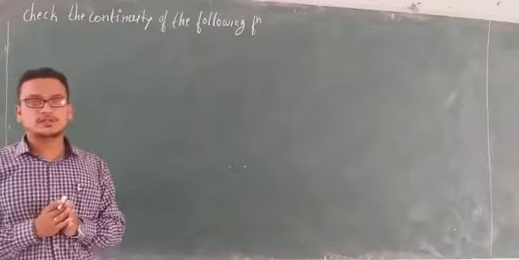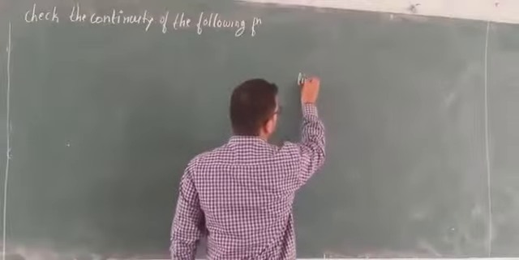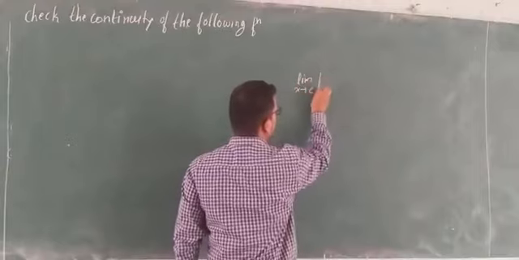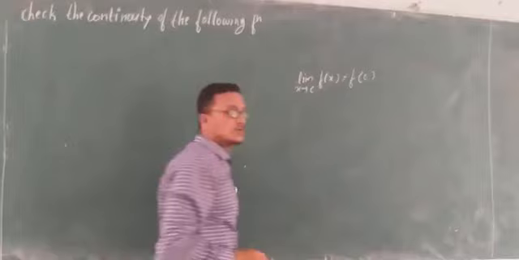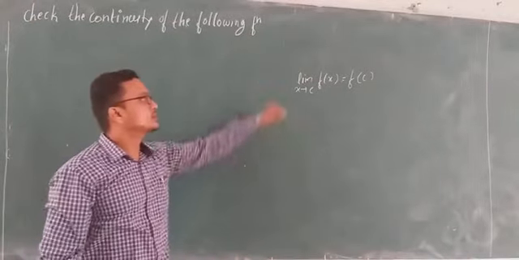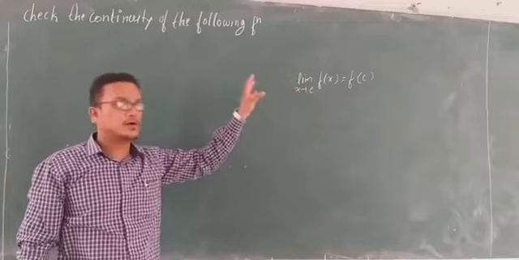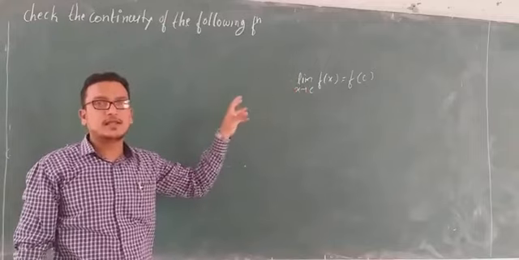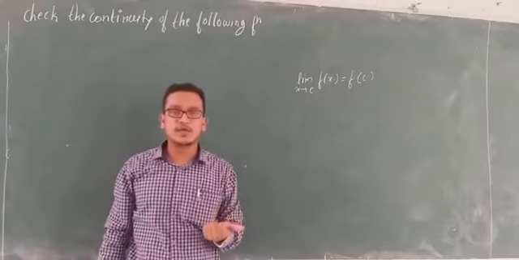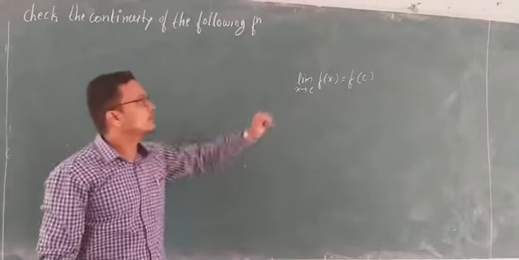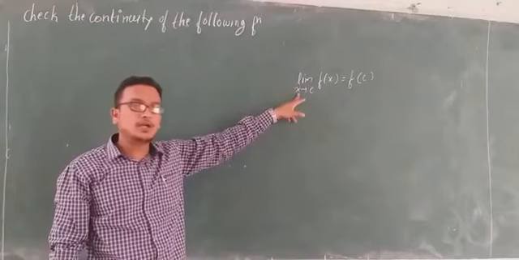For the simple function, that is limit. I'll write it: limit x tends to c, f of x is equal to f of c. This is your first definition. So when do we have to use this definition? When we are dealing with simple examples like f of x is equal to x square or f of x is equal to 2x. For such functions, we will use this formula to check the continuity.